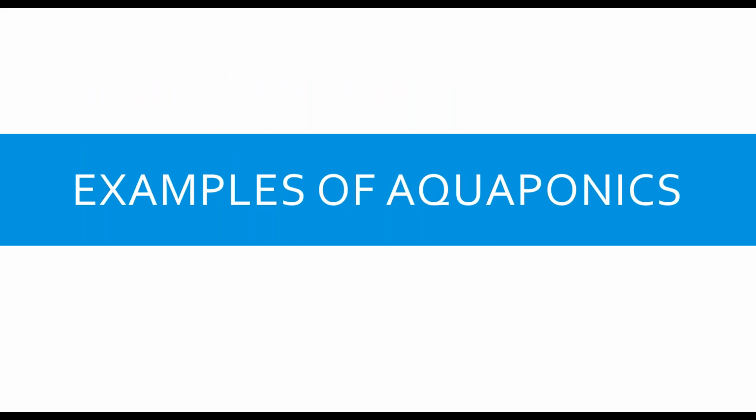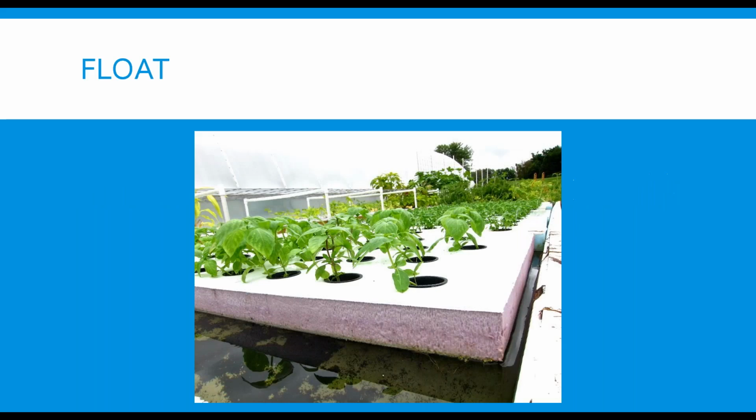So now we're going to go through a couple different examples of aquaponics. Like I said to start, there are many different ways that you can go about adding an aquaponic system. Starting out with the simplest is a float. Basically, this is a brick of styrofoam that sits on the top of the water. You can see all the little plants have their own little cups there. This is just to make it easier to harvest them at that time.